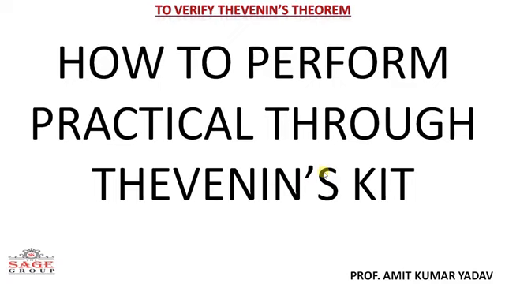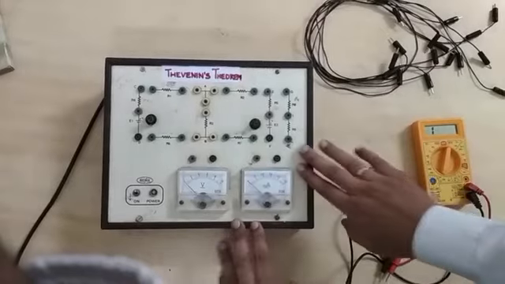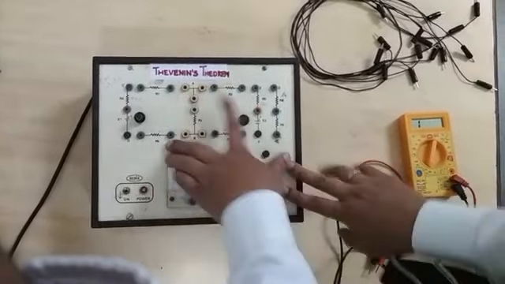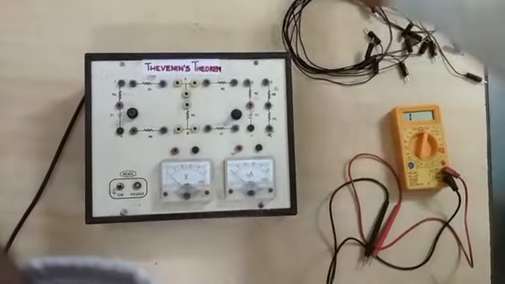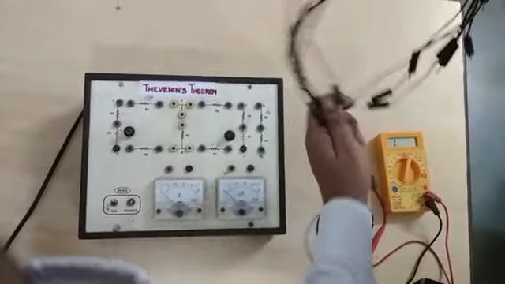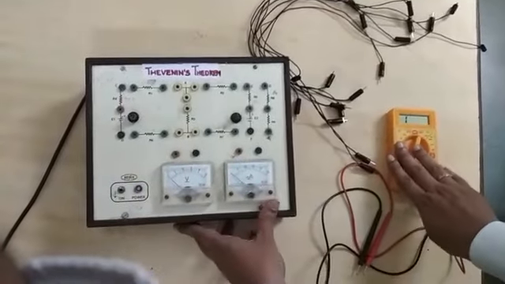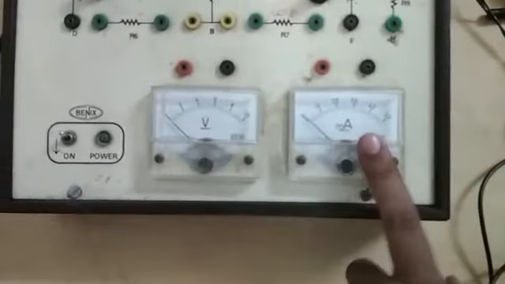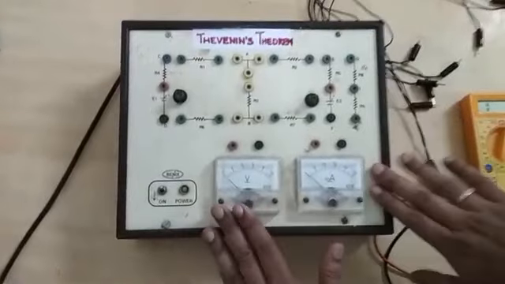Okay, so coming to the practical. Students, for performing this Thevenin theorem, we require this Thevenin theorem kit. Also we require these patch cords and the multimeters. But in this kit we already have a voltmeter and ammeter, so you can use these, or if you want to use this multimeter, you can also use that. Okay, so let us start the experiment.